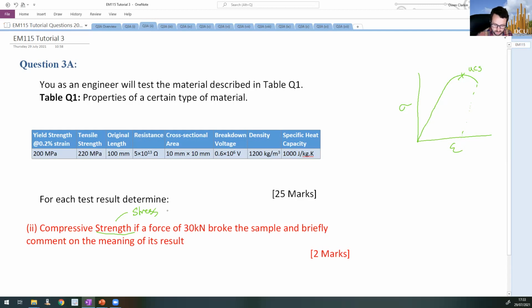So this will be in newtons per meter squared for the base, or pascals, which are the same thing. It could be in megapascals or gigapascals. Okay. So that's what we're looking for.